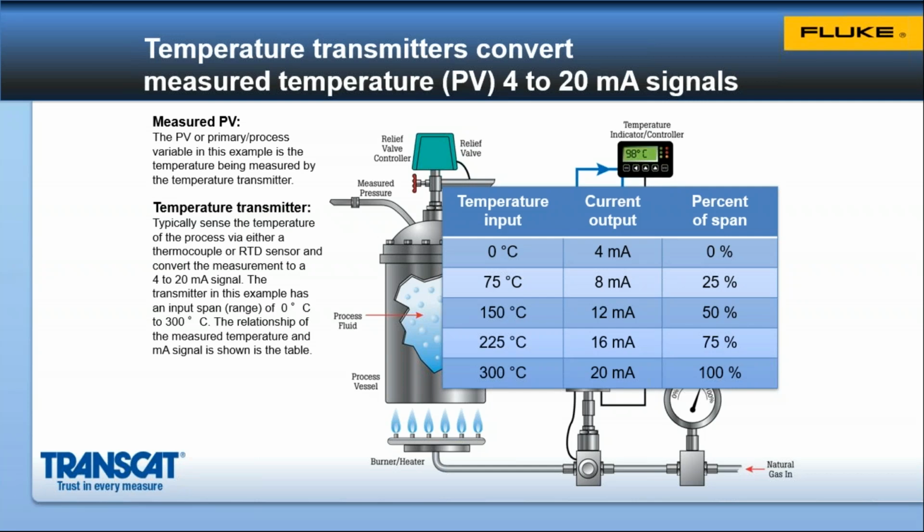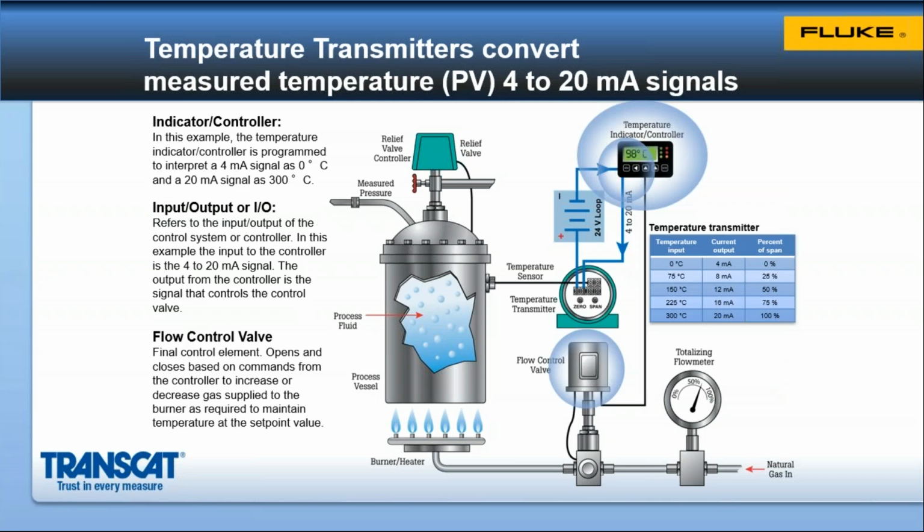You'll notice that as the temperature increases, as sensed by the sensor and interpreted by the transmitter, the milliamp signal increases. So by interpreting the milliamp signal and knowing the range of the transmitter, you can approximate about what temperature the transmitter is seeing as it's measuring the temperature in the process. How accurate that relationship is between temperature and milliamps is a function of the accuracy of the calibration of the temperature transmitter itself.